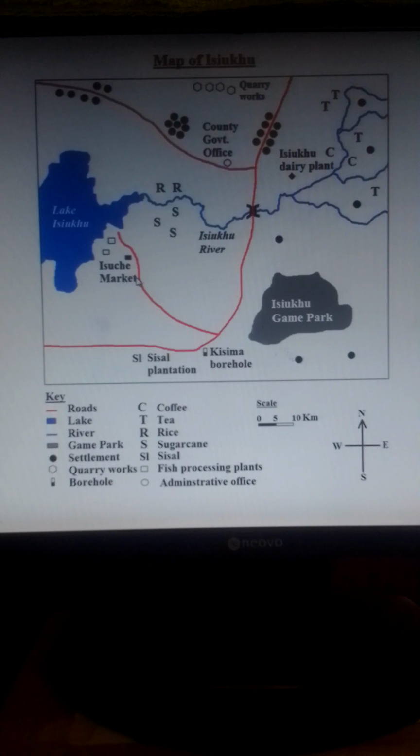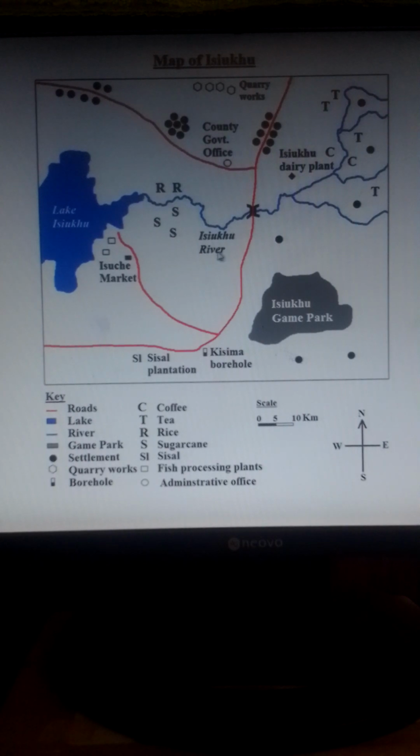Now transport. The type of transport in the area is indicated by roads, railways, and so on. So in this map, the main transport means is the road, because we can see the roads here on the map. So we show transport on a map by looking at the roads, if there are any, railways, and so on. Crop farming. Crop farming can be indicated on a map by irrigation schemes, farming estates, and so on.